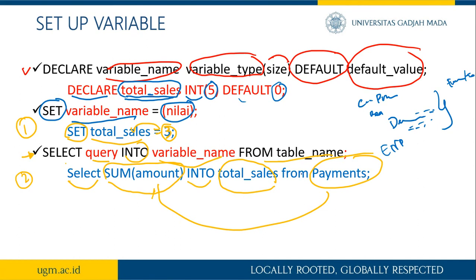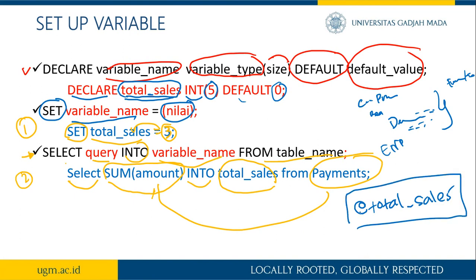But you can also create a variable that can be used not only inside the procedure or function, but during the whole session outside of the procedure, function, or trigger. It's called a session variable. The session variable uses an @ in front of the name of the variable. For example, total sales is a local variable. If you want to create the session variable, then use @total_sales. That means this variable can be accessed not only within the procedure or function, but also outside, as long as it is in the same session. So we call it the session variable.